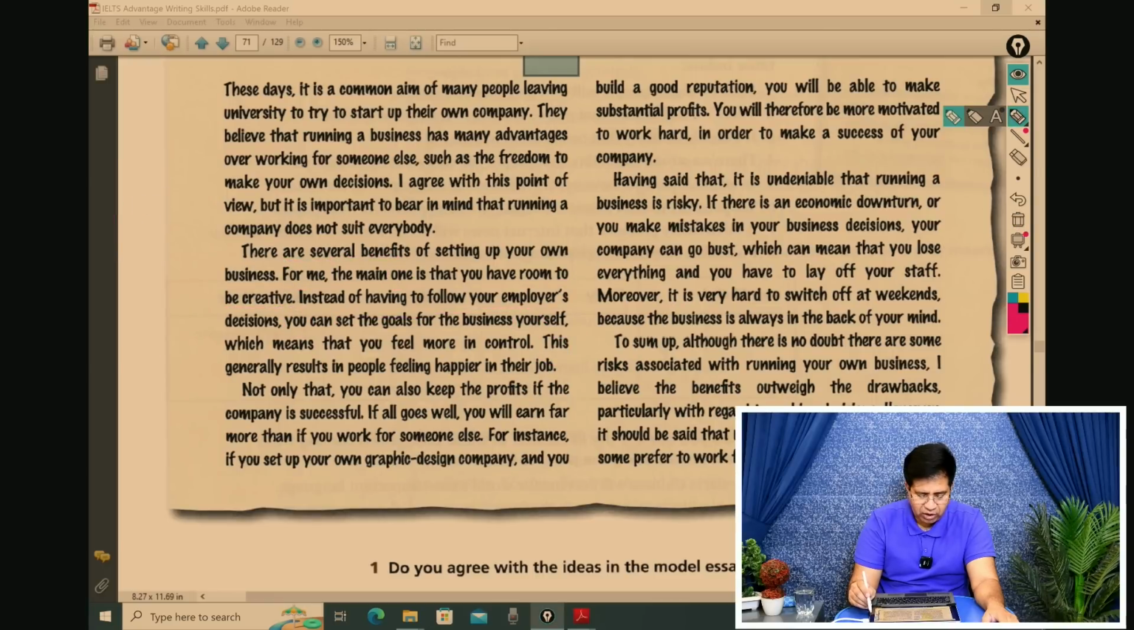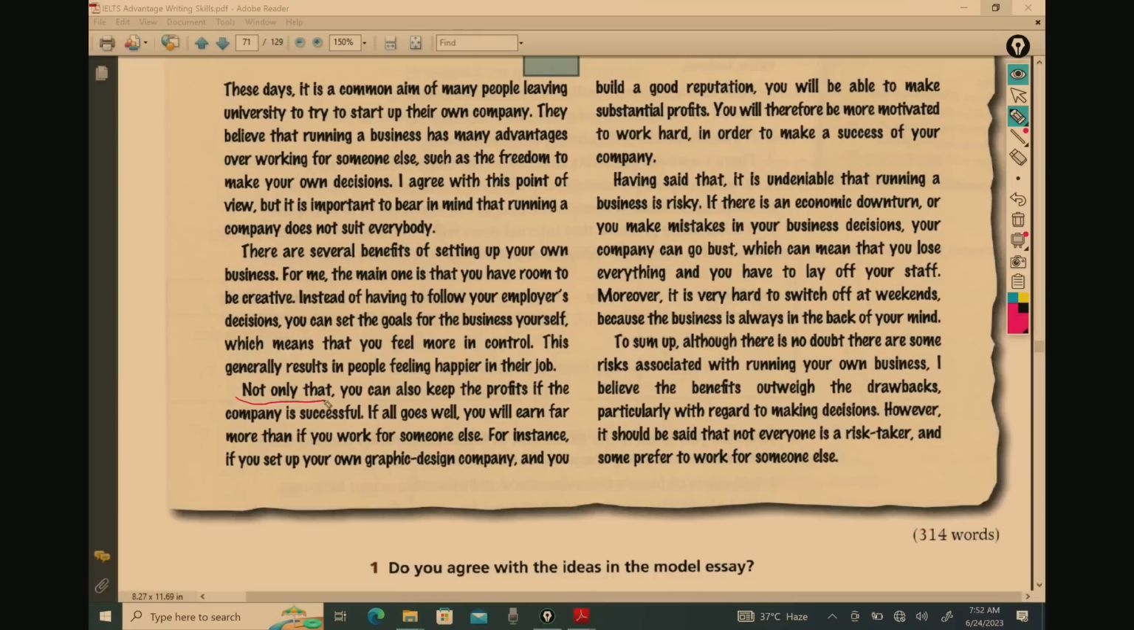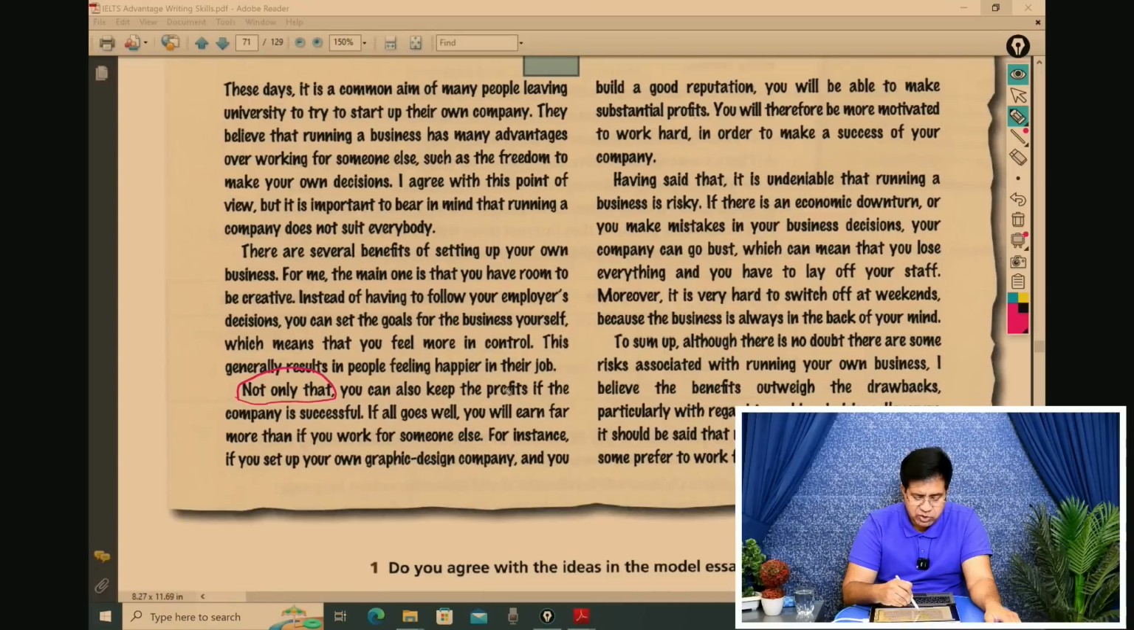Now let's go on. Body paragraph 2. Not only that, okay, not only that means now I'm going to tell you another advantage of that. Not only that, or you can write secondly, but these words are better. Everybody writes firstly, secondly, finally, and all that. Write this one. Not only that, comma, you can also keep the profits if the company is successful. So advantage number 2 is keeping the profits if the company is successful.